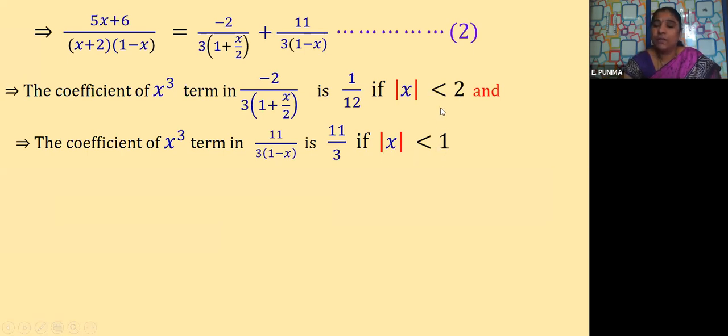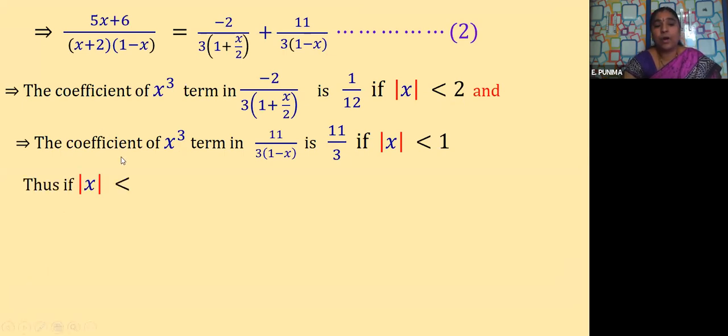See, any value which is less than 1 is definitely less than 2, yes or not? But if any value is less than 2, is it less than 1? No, because between 1 and 2 also we have many values, and those are not less than 1. So by considering these two conditions, which value is applicable for x here? Which suits both? Mod x less than 1, because any value less than 1 is less than 2 also.